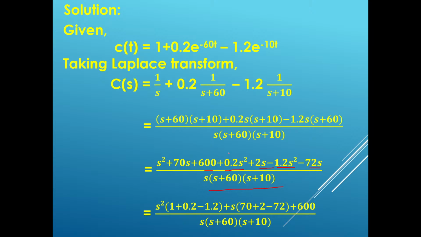After expanding the whole expression, I have taken the s square term common. So you will get s square into 1 plus 0.2 minus 1.2. And I have taken the s term common, so you will get s into 70 plus 2 minus 72. Plus 600 is a constant term, just write it as it is, divided by s into s plus 60, s plus 10.